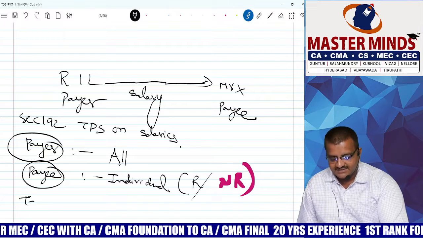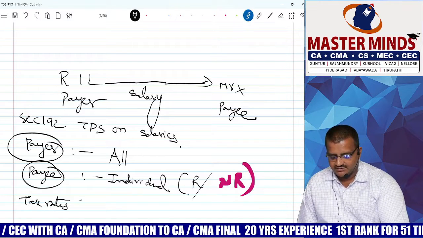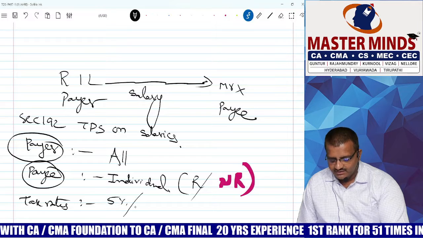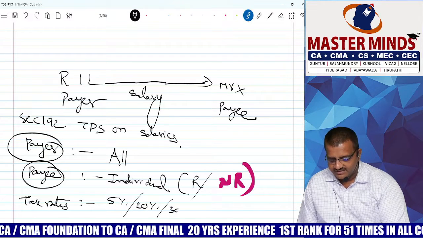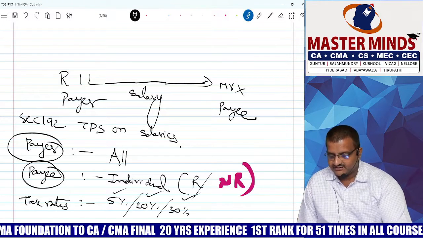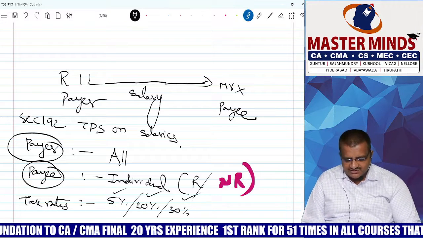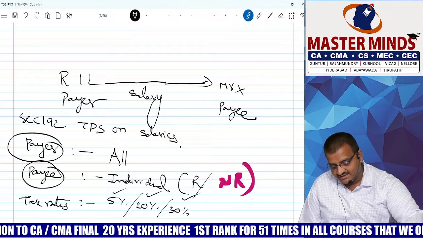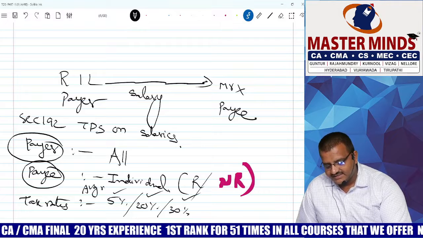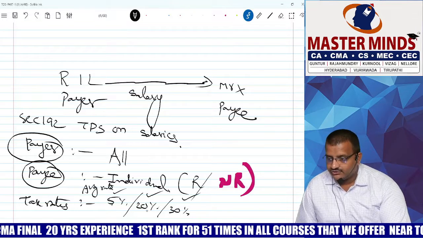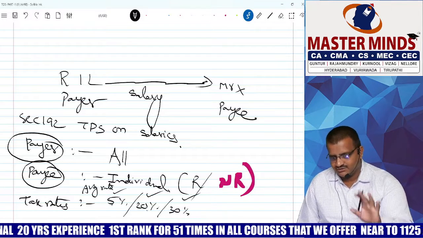Next one, tax rate. Tax rates are very simple. 5, 20, 30%. Come again. 5, 20, 30. Student doubt: sir, how can I deduct all? Sorry then. Average rate, average rate of 5, 20, 30. Sir, confusion? No confusion. Wait.